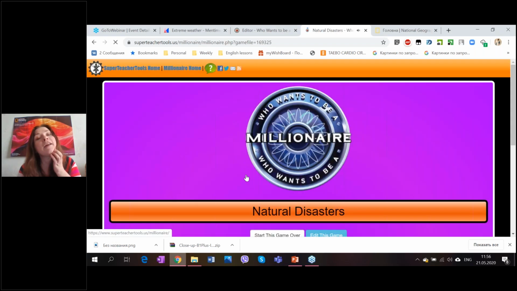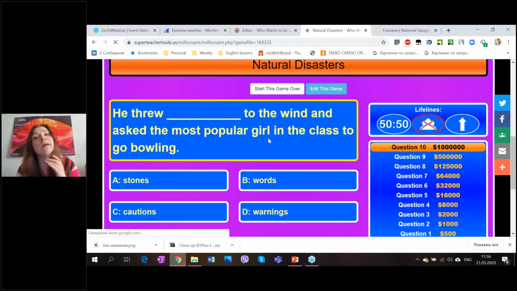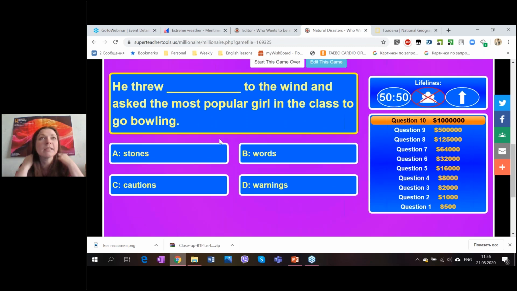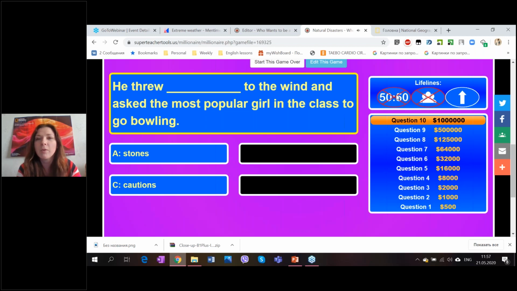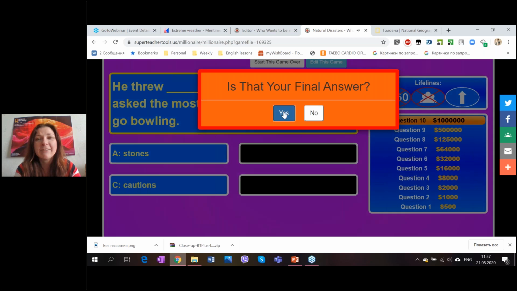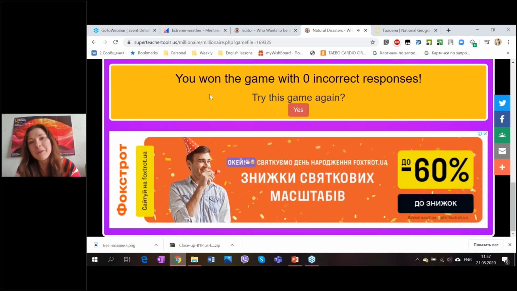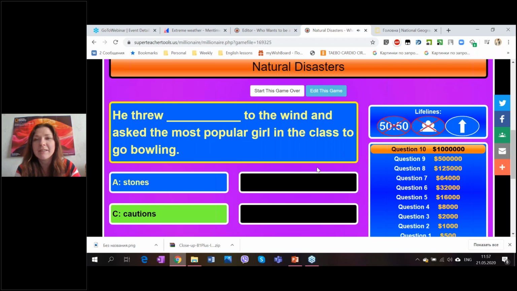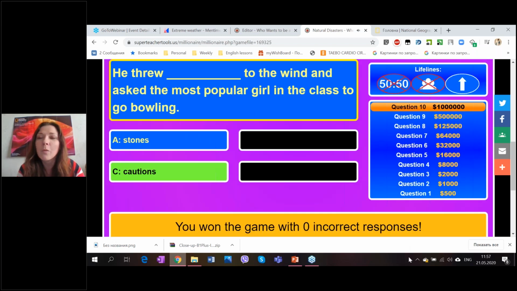Okay. Last one. He threw something to the wind and asked the most popular girl in the class to go bowling. Remember this expression when you do something without thinking of consequences, right? Let's try this one. What can we throw? Throw stones or cautions? What would you say? Of course, I see lots of you say cautions. Let's try. Yes, we won the game. We have now this imaginary million. Well done.